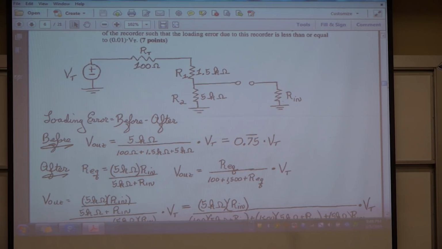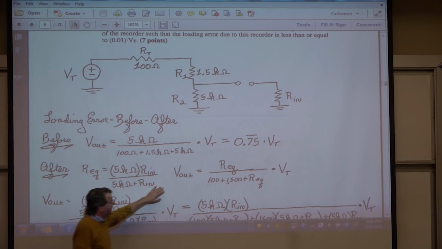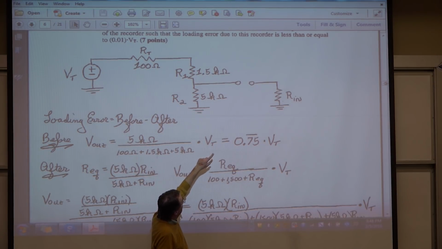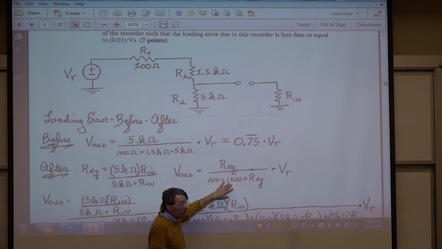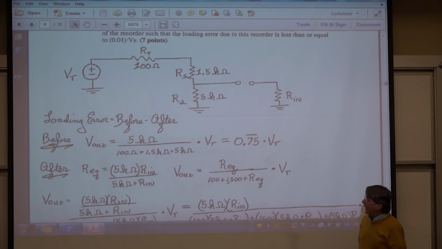After is, we now have an REQ, which is product over the sum. The unknown here is Rn. So I say, all right, that's unknown. So what I get is, this is REQ. And now using voltage division, what is V out? V out equals REQ divided by the sum of the resistors, which is the 100, the 1500 plus REQ. And we multiply it by the voltage source, V sub t. I now have an expression for V after.